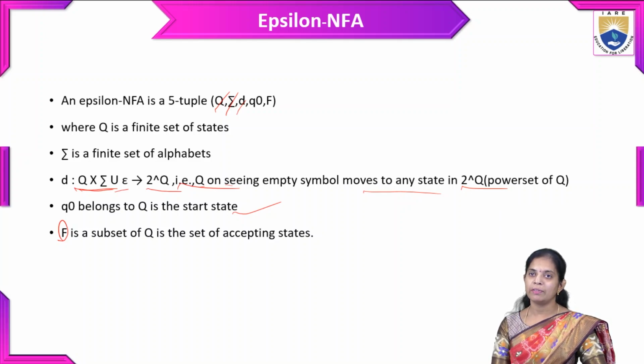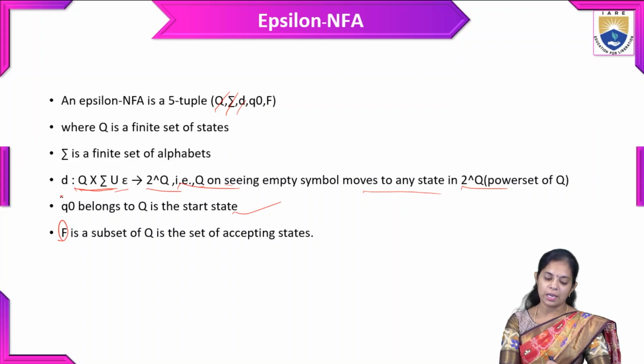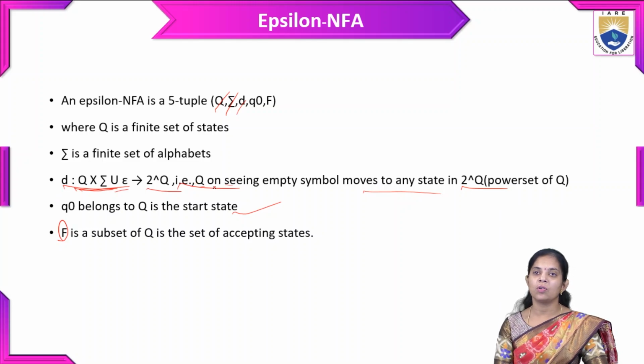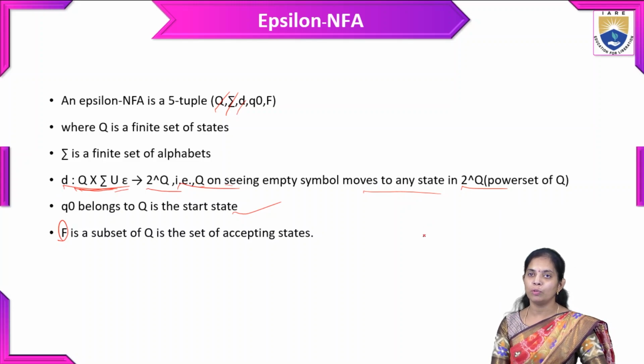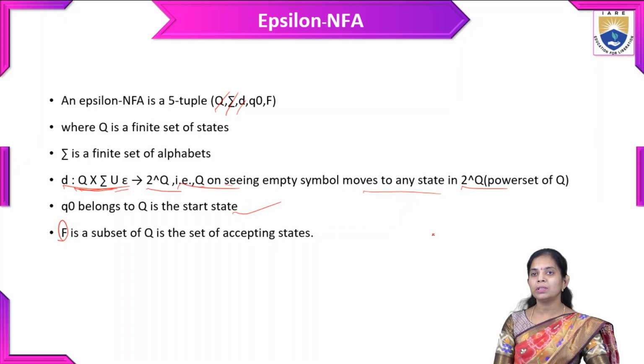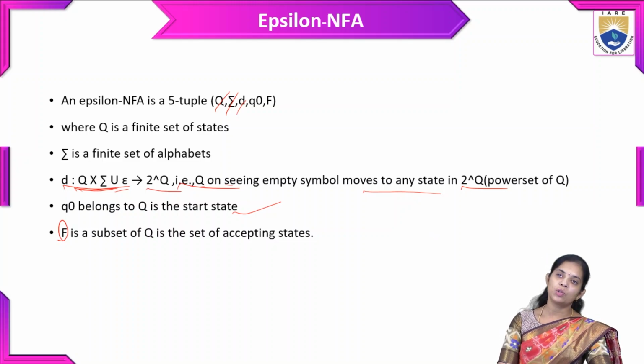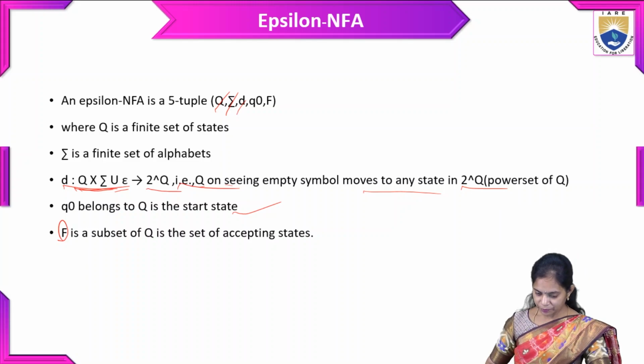The only difference between NFA and Epsilon NFA is the transition, the delta, which also includes the epsilon moves. So how to remove these epsilon moves from the Epsilon NFA, we will see.